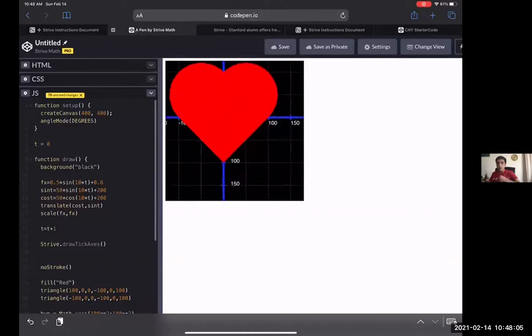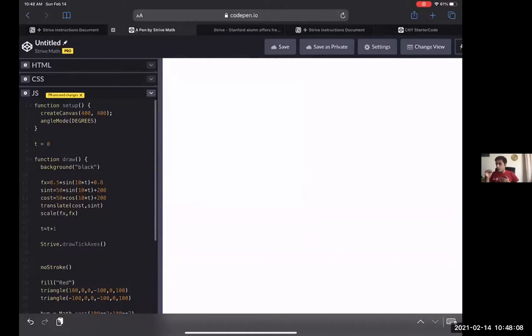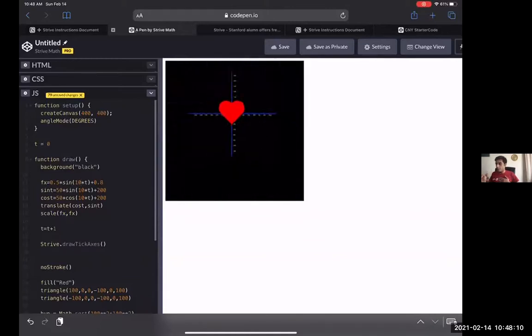Let's try 100. All right, so that's my heart rate now. Tuk tuk. Tuk tuk. Yeah, this is good, right? Yeah, 10 is good. 10 seems good.